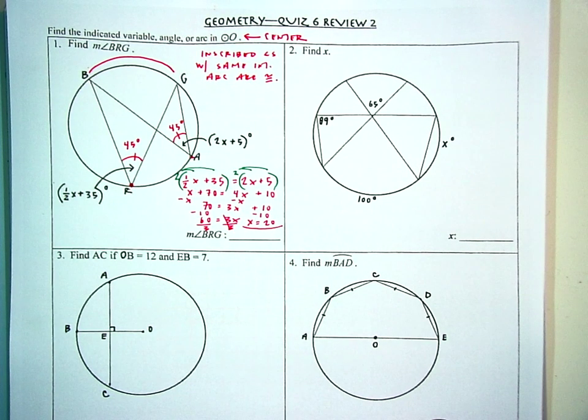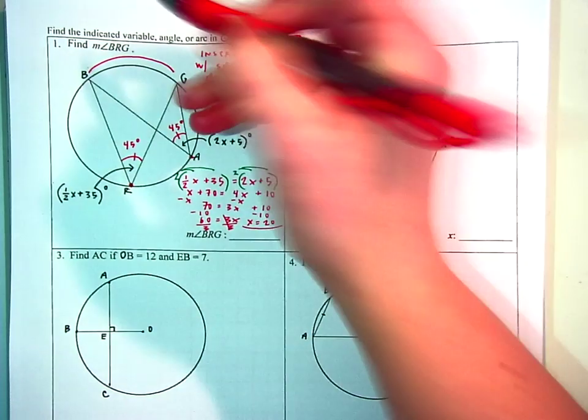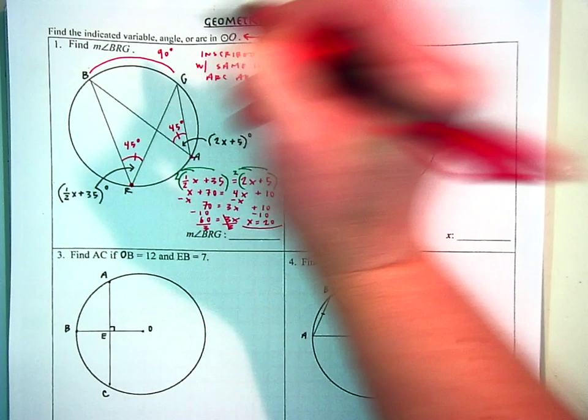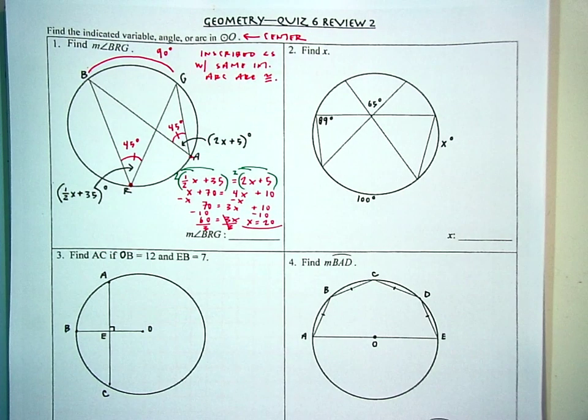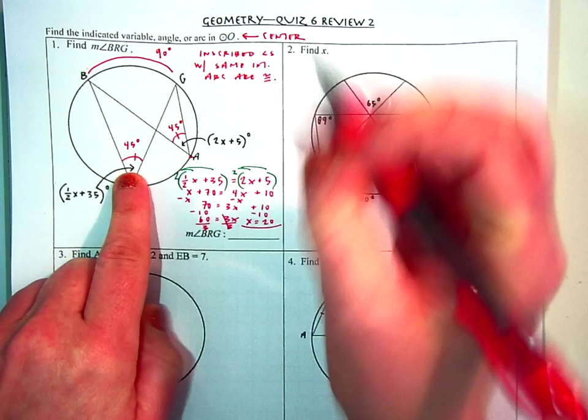I should also know, even though I'm not asking for it, that this minor arc, this intercepted arc right here, has to be double the 45, to get to 90. Okay, what was I asked for? I was asked for the measure of BRG, so right here, that measure was 45 degrees.